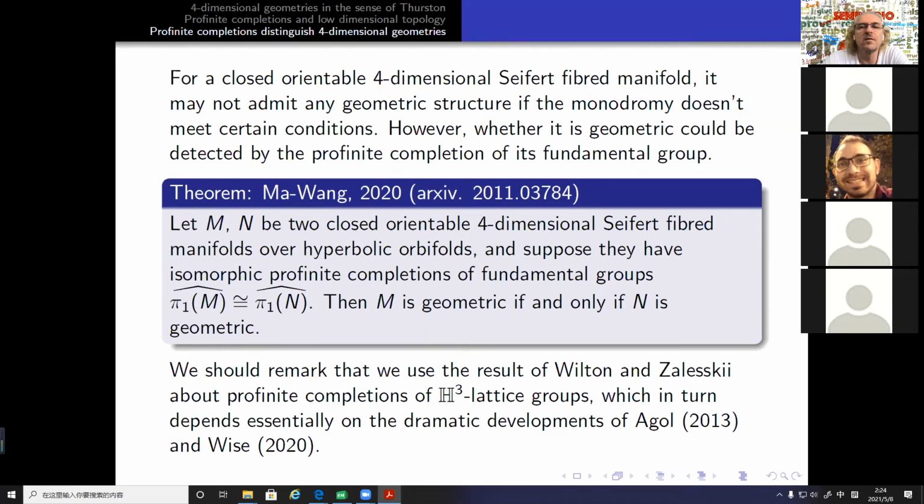But I think in the case of the geometry of H2 times E2 and SL2 times E, I think it should be profinite. No, I have no idea.